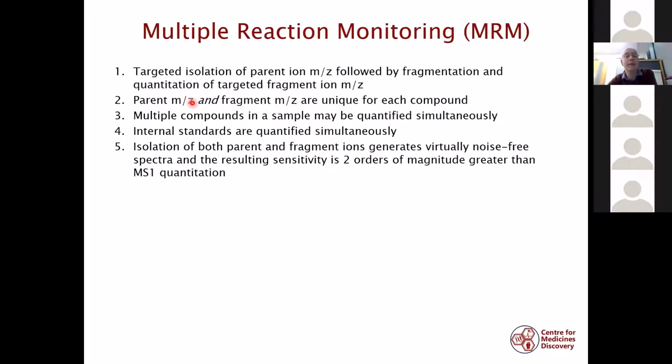So what this means is you can have multiple compounds, in some cases, as I'll show you, with the same parent ion mass, but they will fragment differently and they can therefore be quantified simultaneously. So your internal standards are quantified simultaneously, and because you are using MS1 to isolate the parent ion and using MS2 to isolate the fragment ions, the spectra that you end up with are virtually noise-free. And so MRM has something like two orders of magnitude greater sensitivity than MS1 quantitation.